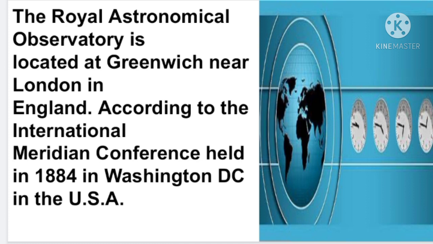The Royal Astronomical Observatory is located at where? Yes, Greenwich, near London in England. According to the International Meridian Conference held in 1884 in Washington, D.C. in the USA.